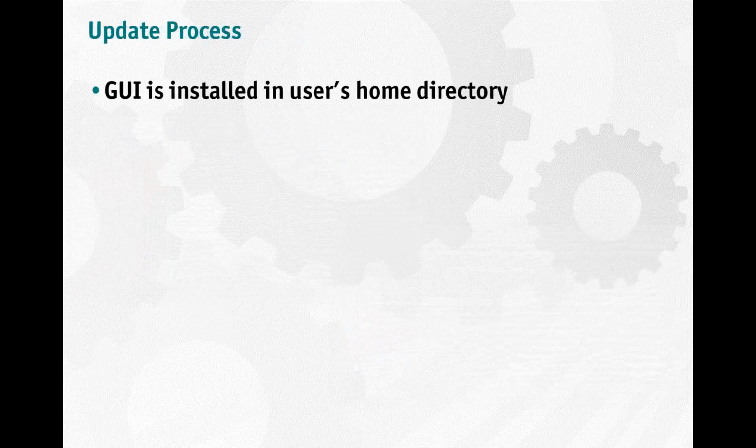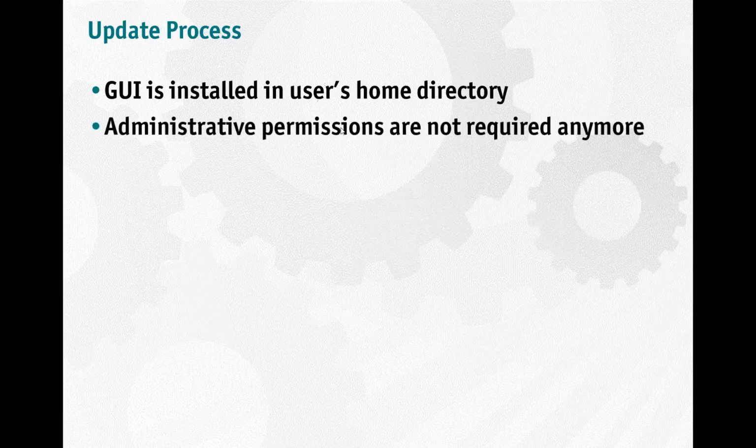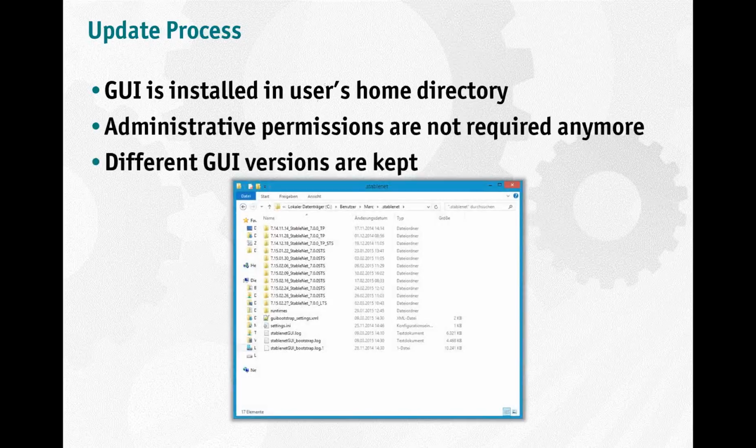I already mentioned before that we did some changes to the updating process of the StableNet GUI, and the storage which is needed by the GUI. So what we changed in here is that the StableNet GUI at first is installed in the user's home directory, so all libraries which are needed by the GUI are stored there, and also the runtime environments, or more precisely Java runtime environments. And this has the advantage that we don't need administrative permissions anymore. And we can also store different GUI versions.